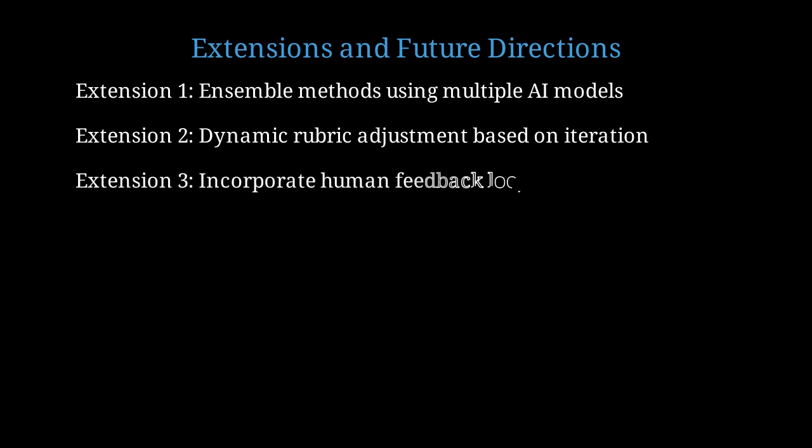Extension 3. Hybrid human-AI loops. Have humans score every fifth idea to calibrate the AI scoring. This catches domain-specific nuances the AI might miss. You could use a weighted combination. Hybrid score equals 0.7 times AI score plus 0.3 times human score. This leverages AI speed with human judgment.